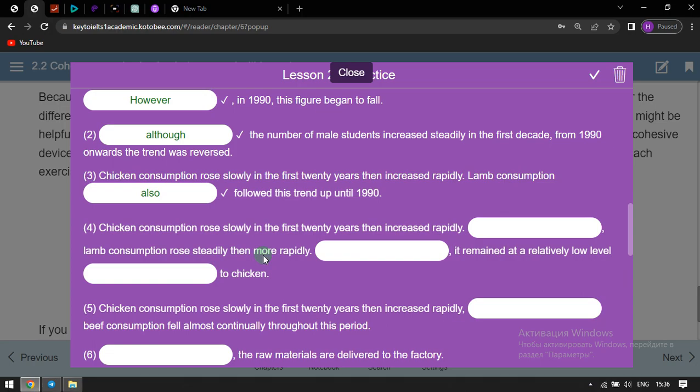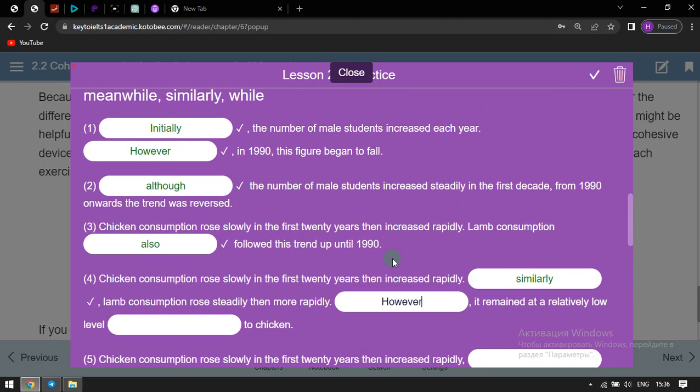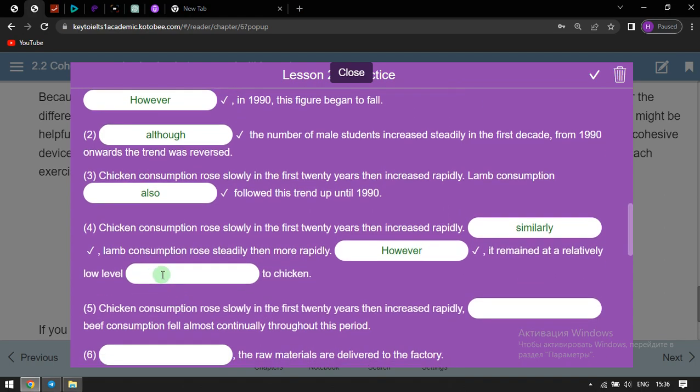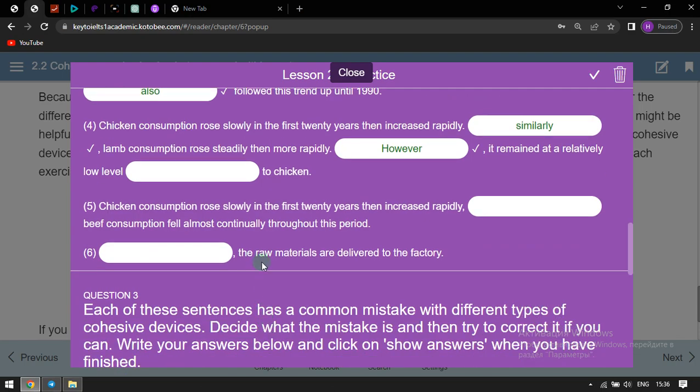Demak, birinchi sekin ko'tarilgan, keyin tez ko'tarilgan. Lamb consumption rose steadily, then more rapidly. Okay. Bu ham bir xil bo'lgan. Similarly deyishimiz mumkin. Similarly, bir xil holatda ham bo'lgan. And it remained at relatively low level to chicken. Biroq bu chickenga nisbatan anchagina pastda turgan edi. Biroq bo'lsa, however, it remained at a relatively low level in comparison to chicken.